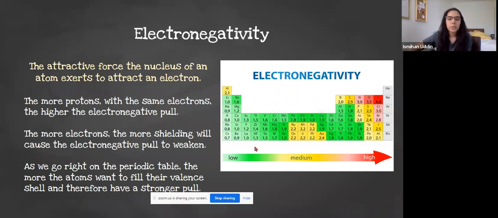So typically all these trends are going to point towards fluorine. Fluorine's the king, so everything goes up and right. As you go to the right of the periodic table, the more atoms want to fill their valence shell and have a stronger pull, and also the higher you go, you have less and less electron repulsion.